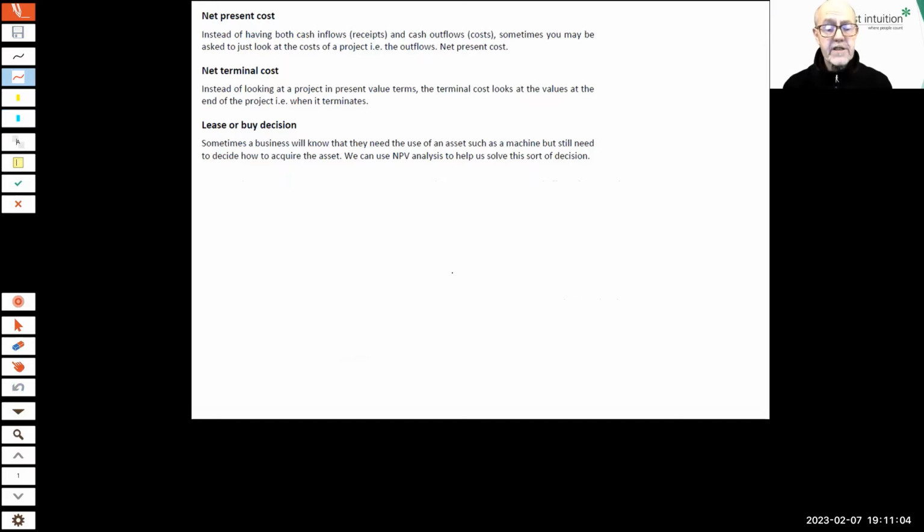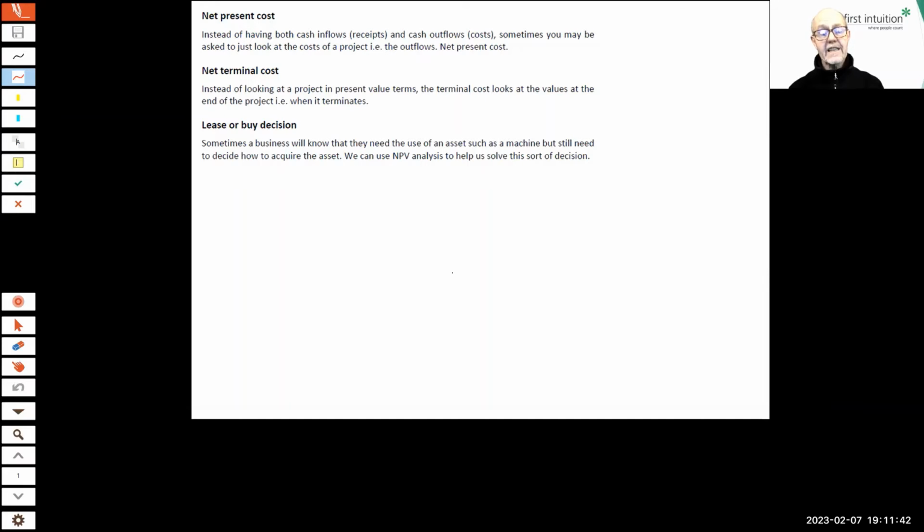Variations on this: net present cost. We don't always buy assets. We don't always invest in a project. Sometimes we're trying to establish what's the most cost-effective way of fulfilling a need. The most obvious example that springs to mind is maybe we need to replace a fleet of delivery vehicles. We can either buy them, so we might lay out £100,000 to buy these vehicles, and then we'll look at what it then costs us to run them and maintain them. But of course, the cost at the start is in today's value. The future cost we would discount.